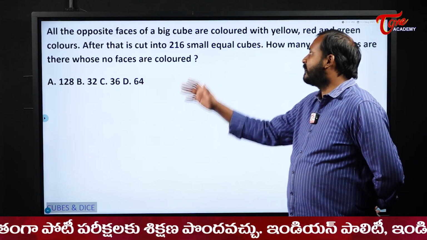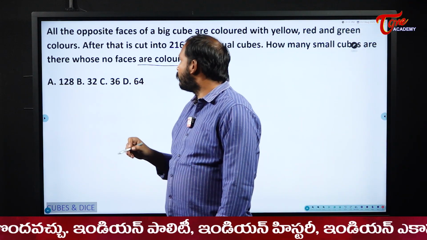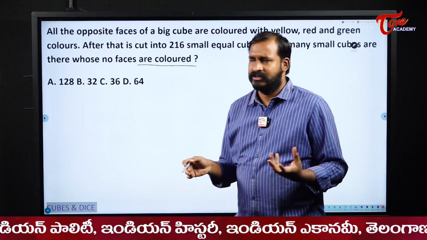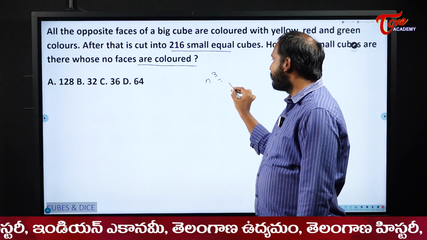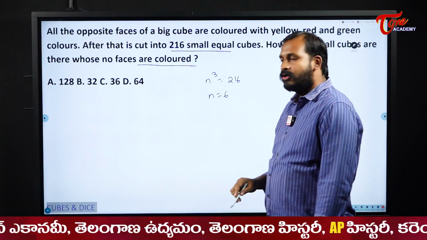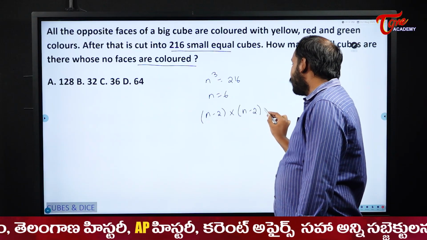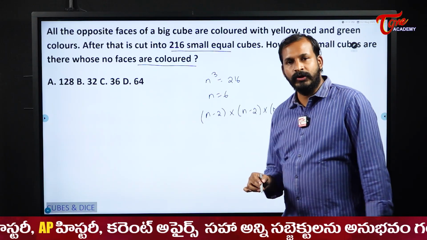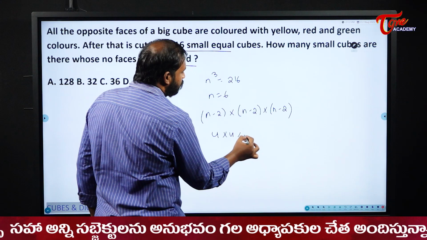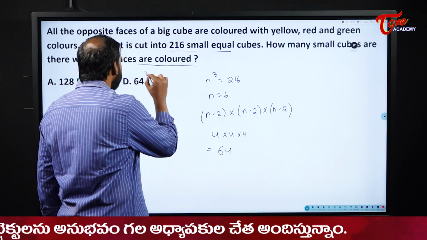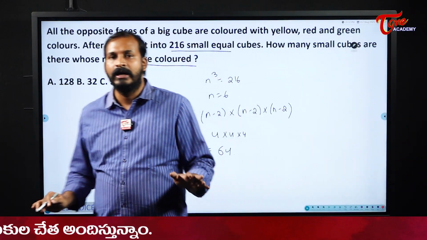Next, all the opposite faces of a big cube are colored, and so on. Small cubes with no faces colored. That means what? The core cubes. So 216 small cubes means what, students? n cube is equal to 216. So n will become what? 6. No cube painted means what will you write? n minus 2 into n minus 2 into n minus 2, right? No cubes painted. Earlier also we have seen this formula. So what it becomes? 4 into 4 into 4. This will be 64 in number. So there will be 64 small cubes which will not get paint at all.